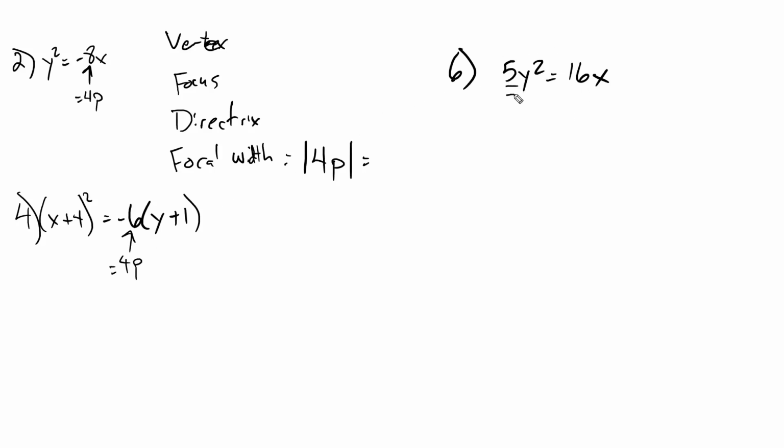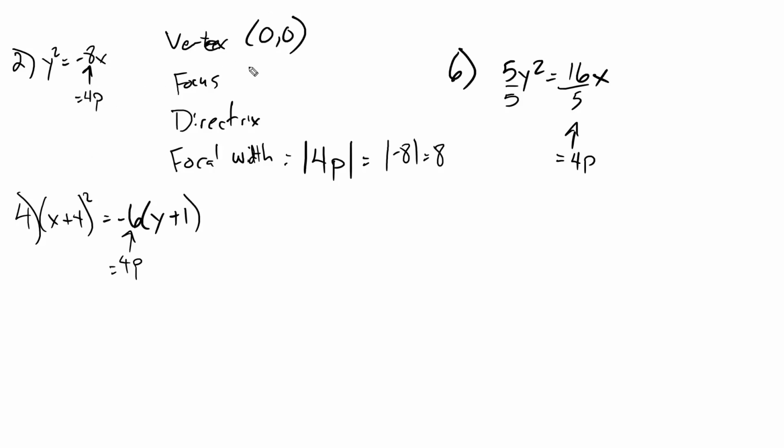First we got to divide by 5. That right there is equal to 4p. So we just take the absolute value of whatever number's beside x or the parentheses here. So that's going to be pretty easy. It's the absolute value of negative 8, which is 8. Done. Focal width is the easiest one of all. Vertex, since there's no parentheses here, we know vertex to be 0, 0.